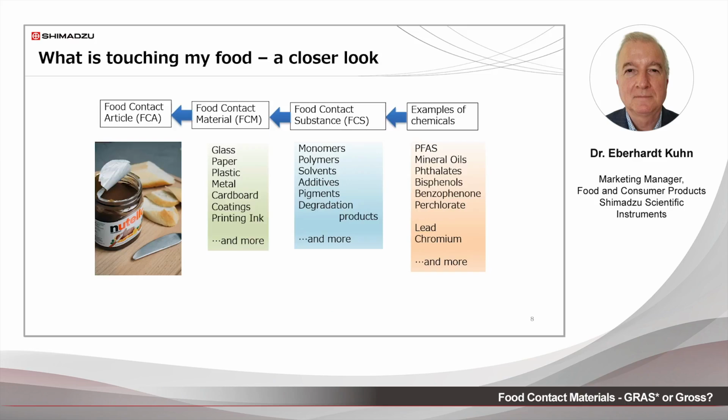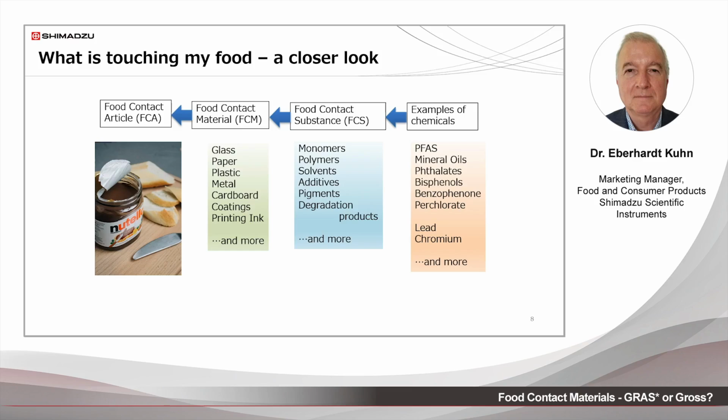Now let's look at a specific example. Starting on the left, we have a jar of Nutella. So that jar is called a food contact article because it is the complete article as you would buy it in the store. Now that food contact article is made up of a number of different food contact materials. In the case of the Nutella, it is a glass jar that has a thin metal foil on top to preserve the freshness. And although it's not shown in the picture, there is actually a plastic lid that goes on top of that. So this food contact article is made up of 3 different food contact materials: glass, metal, and plastic.